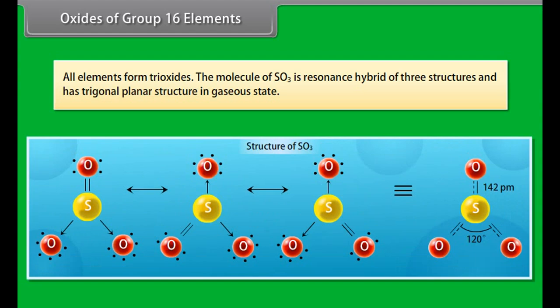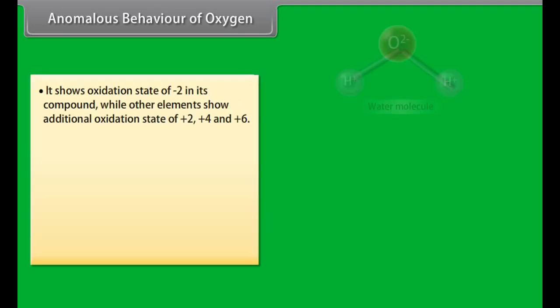Anomalous behavior of oxygen. Oxygen differs from the rest of the elements in the family in the following respects. It shows oxidation state of -2 in its compounds, while other elements show additional oxidation states of +2, +4 and +6.